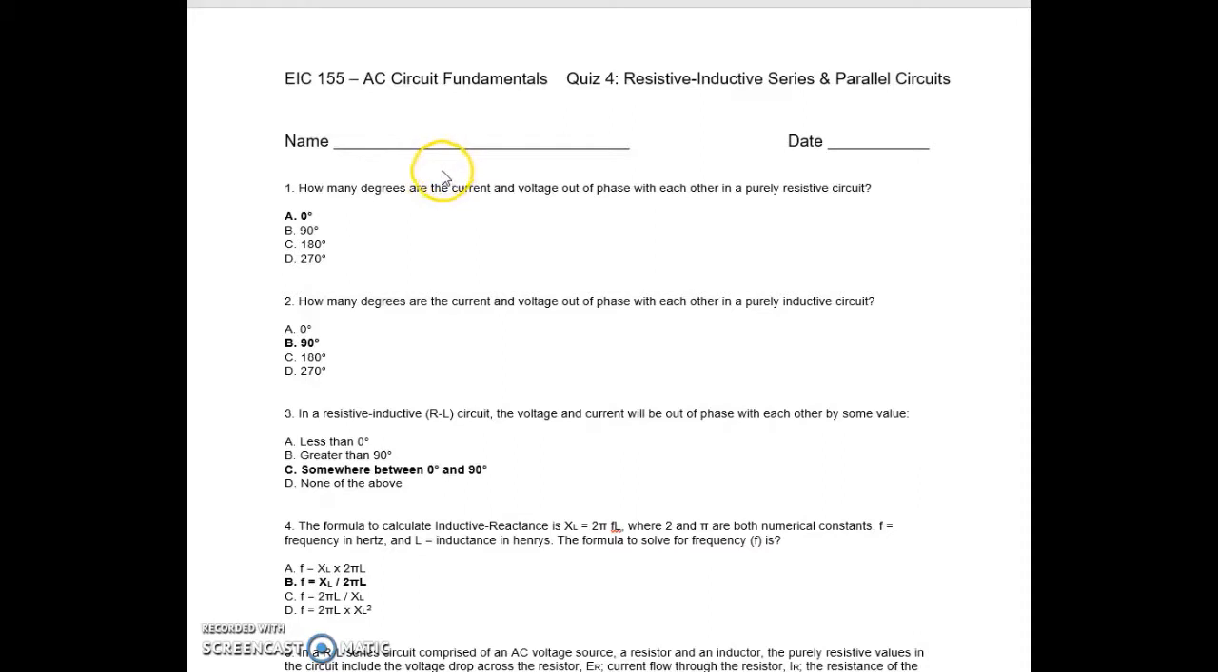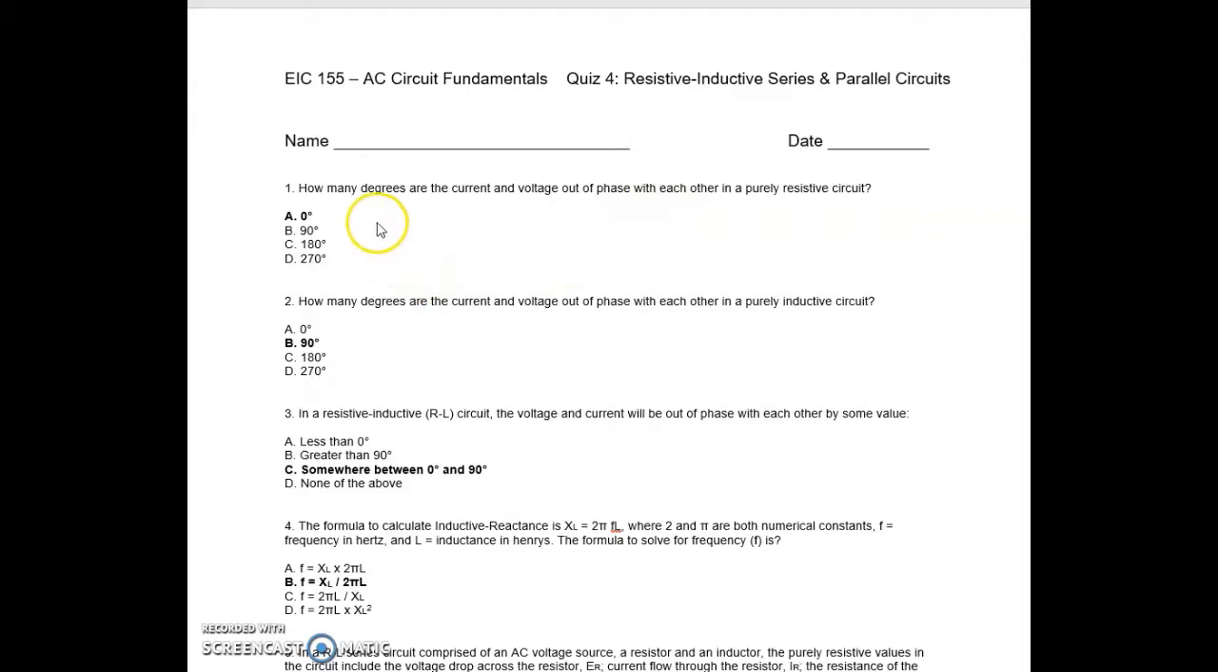Last week's quiz covered 2 chapters, so it was double the size of normal. The first half of the quiz covered resistive inductive series circuits, and then the second half covered parallel circuits.